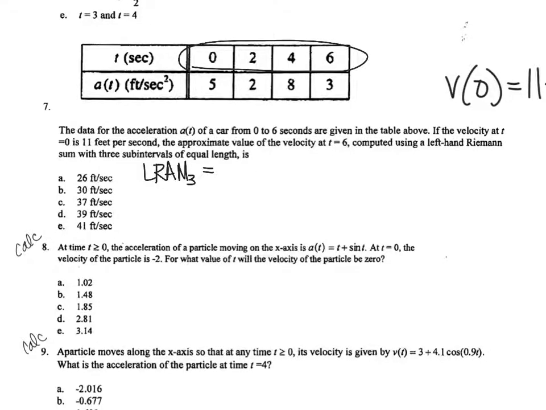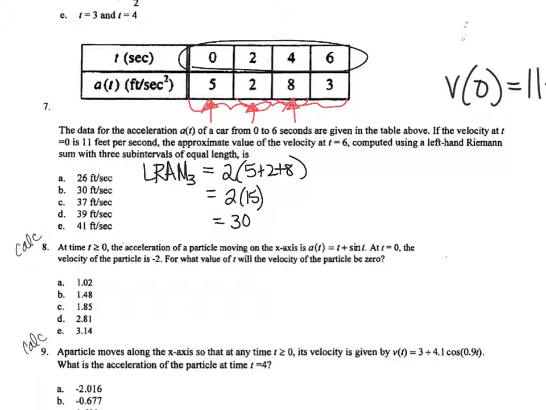So we don't have to do separate rectangles. We can take 2, because they're 2 units between it, and we're using the left hand. So if we take this, the left-hand value would be 5. If we take this, the left-hand value would be 2, and here it would be 8. So we would have 2 times 5 plus 2 plus 8. So LRAM is going to be 30.